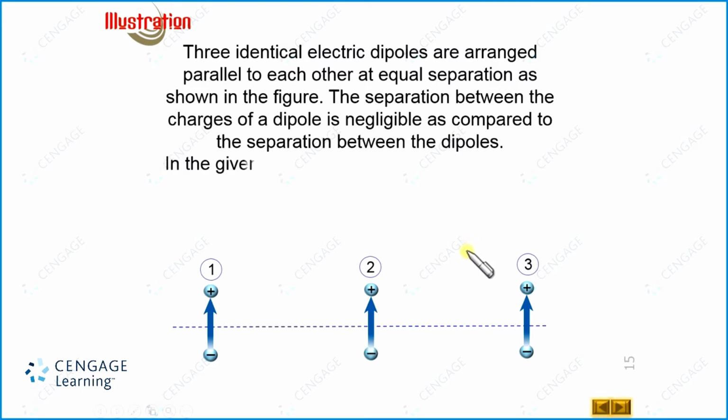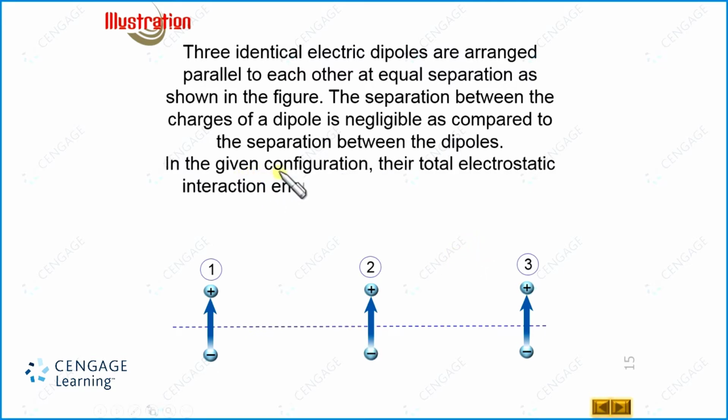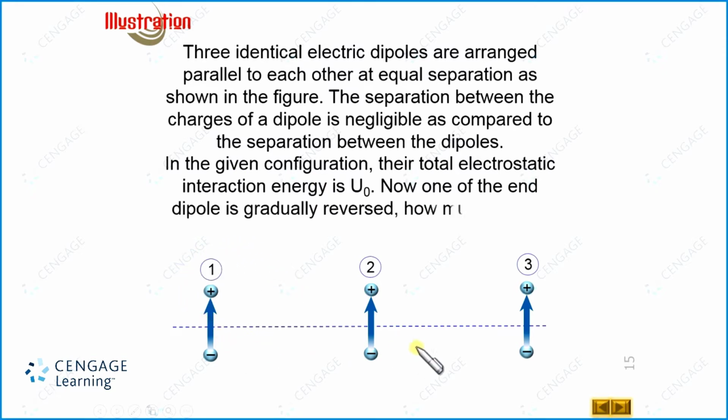In the next part of the question, we are given the configuration where all three dipole moment vectors are parallel to each other, and the total electrostatic interaction energy is U naught. That means at this configuration, total energy is U naught. Now one of the end dipoles, either 1 or 3, is gradually reversed. How much work is done by the electric forces? We need to calculate the work done by the electric forces when either 1 or 3 is gradually reversed.